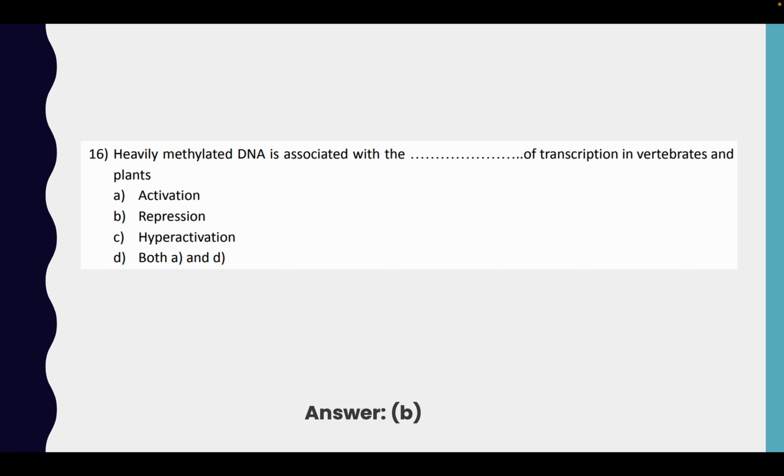DNA methylation also plays a crucial role in various biological processes including development, cell differentiation and genomic stability by regulating gene expression through repression always. So wherever DNA methylation comes, it means repression. Heavily methylated DNA means repression. Clear? Clear to all? Yes, ma'am.